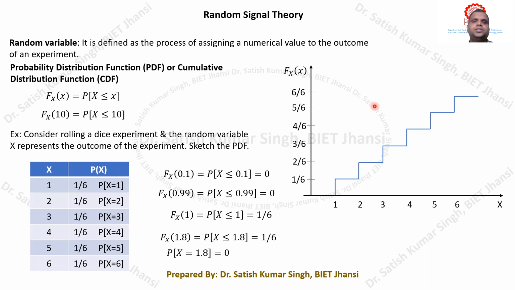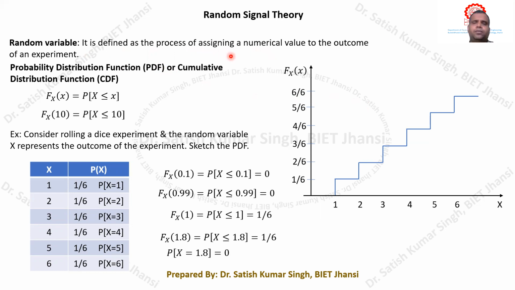So in communication we do have random signals. Most of the signals are random in nature, and therefore we need to have an idea of random signal theory. So let's start with this particular topic, the random variable. As I have written here, a random variable is defined as the process of assigning a numerical value to the outcome of an experiment. What does this mean? It is defined as the process of assigning a numerical value to the outcome of a particular experiment.